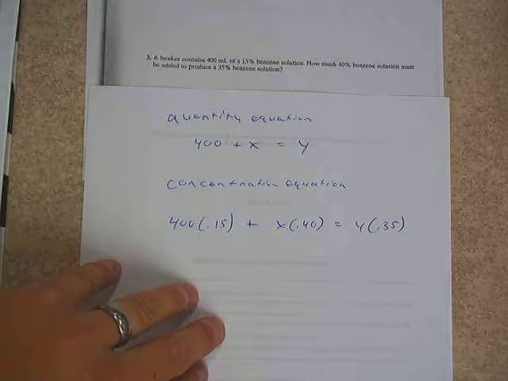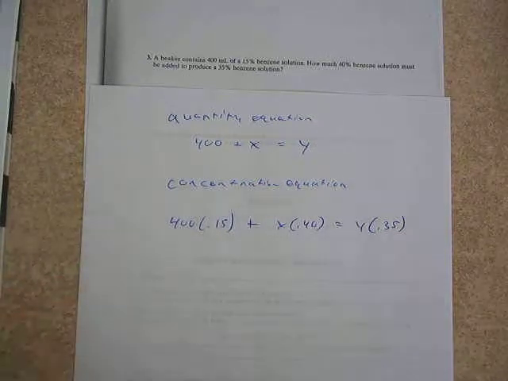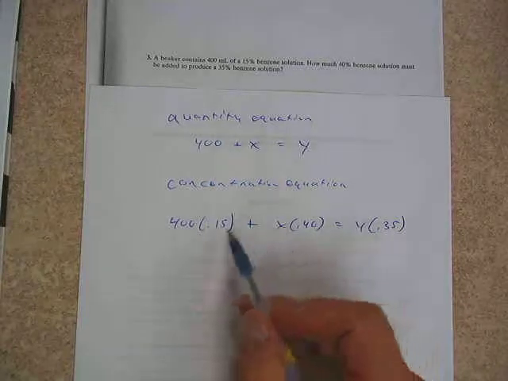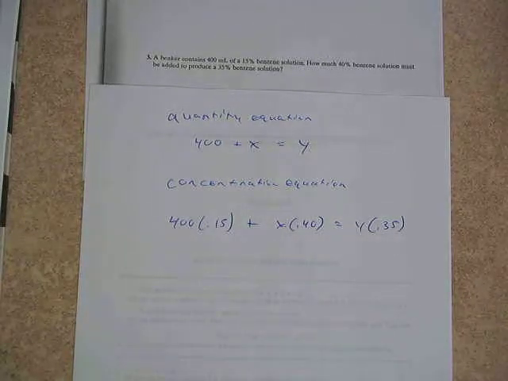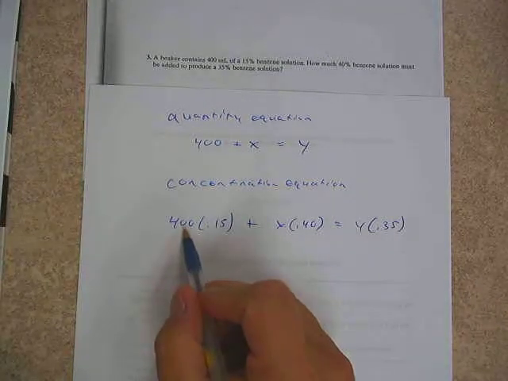And then finally, we want to create a 35% solution. But how much of that 35% are we going to have? That's y, so it's going to be y times 35%. And so that right there would be our concentration equation.